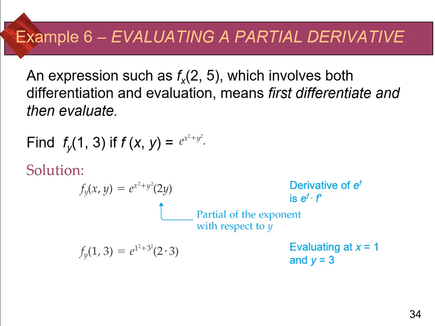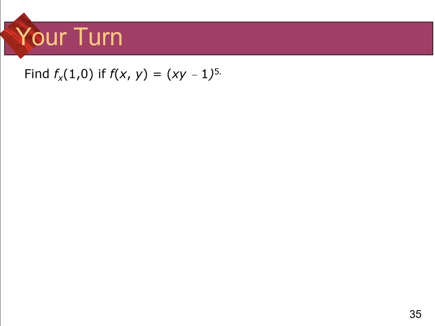Now I plug in the numbers. So I put the 1 and the 3 in their appropriate spots. I end up with e to the 10th times 6, or 6 times e to the 10th. So now it's your turn. I need to find the partial derivative with respect to x and evaluate it at (1, 0) if f(x, y) is (xy minus 1) to the 5th power.